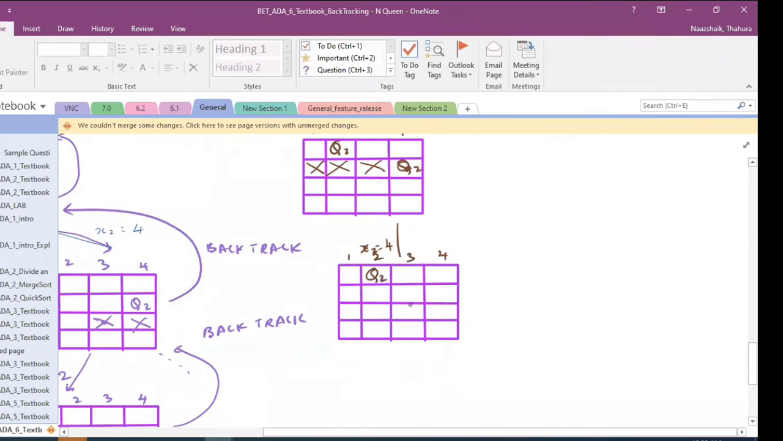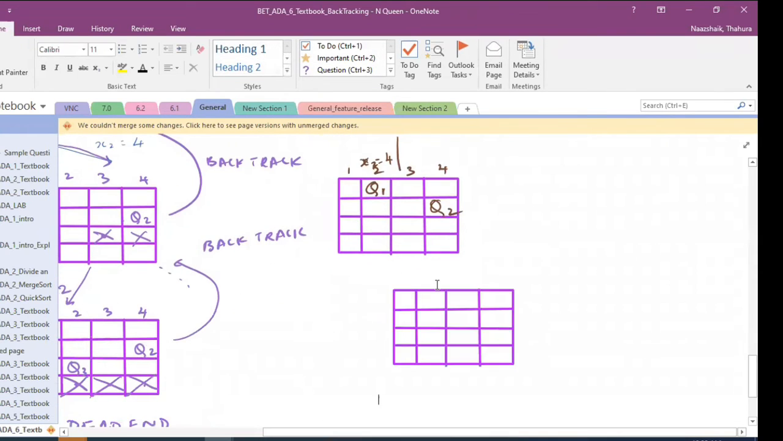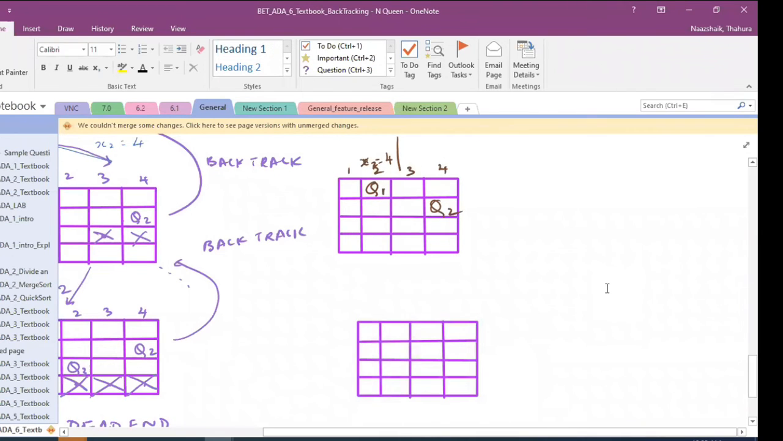I have queen 2 I can place here. Sorry. Queen 1, queen 2. So with this, let us explore what are the possibilities for queen 3. Where can I place queen 3? Here. Is it safe? Is this safe? Yes, ma'am. This is safe, no? Correct. So this is safe. So this we will explore.